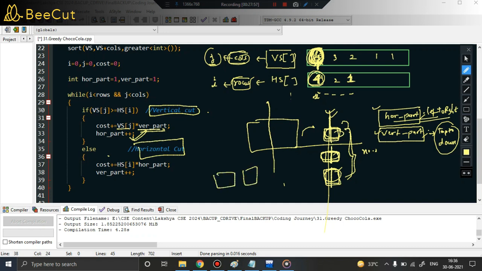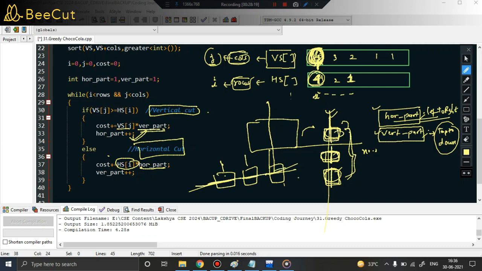Else if you are going to perform a horizontal cut, now we know that if suppose I have a chocolate block like this, 3 chocolate blocks, and this is the edge, and now if I cut along this edge, I'll be cutting once here, second time here, third time here. So it depends upon the number of horizontal parts. So the number of horizontal parts into the cost of the edge, and when you are cutting it along horizontally, you are basically incrementing the number of blocks in the vertical axis, because after you cut along this axis, what will happen?